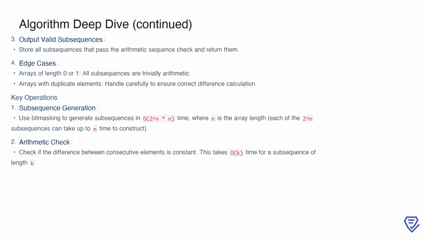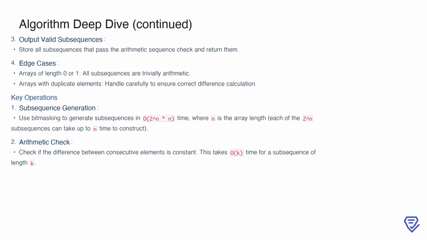While straightforward, this method does need to account for edge cases. For instance, arrays with 0 or 1 element are trivially arithmetic because there are no gaps between elements to check. Arrays with duplicate elements also require careful handling to ensure the arithmetic difference is calculated accurately.